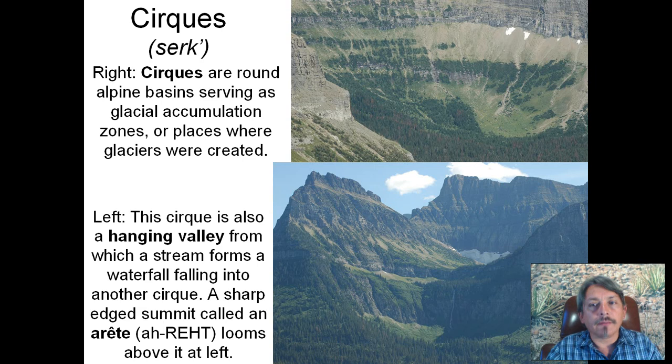Here's a cirque, close up and in real life. You can see it's rounded and stadium-like. They are rounded alpine basins carved out in a rounded shape due to the accumulation of snow. This is the accumulation zone, the birth of the glacier. You can also see a hanging valley in this photograph with a waterfall. And you can see the sharp ridges of the mountains here called arêtes.